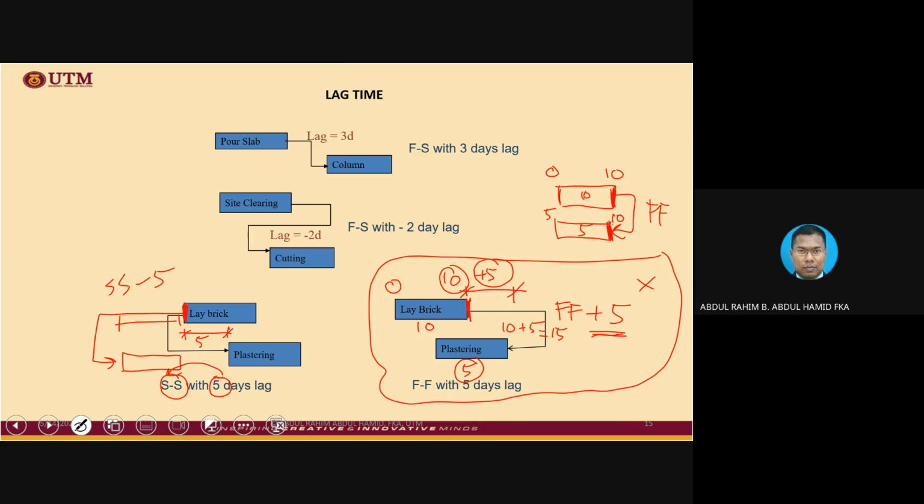That is the concept. Whatever it is, the type of relationship plus the lag, positive lag and negative lag, will influence the value that we input into the PDM box. Previously, we might have learned a very simple way of calculating: just add early start plus duration, and then we get early finish, as simple as that. But now we need to consider various types of relationship plus lag and lead.